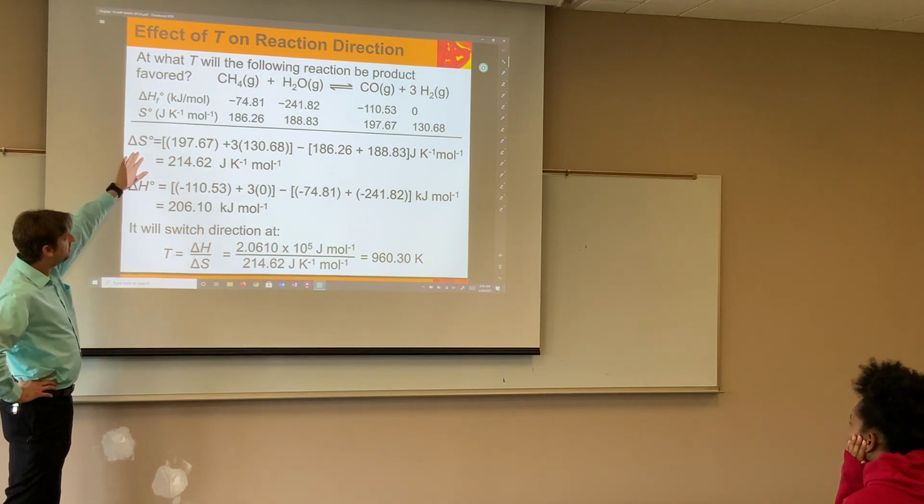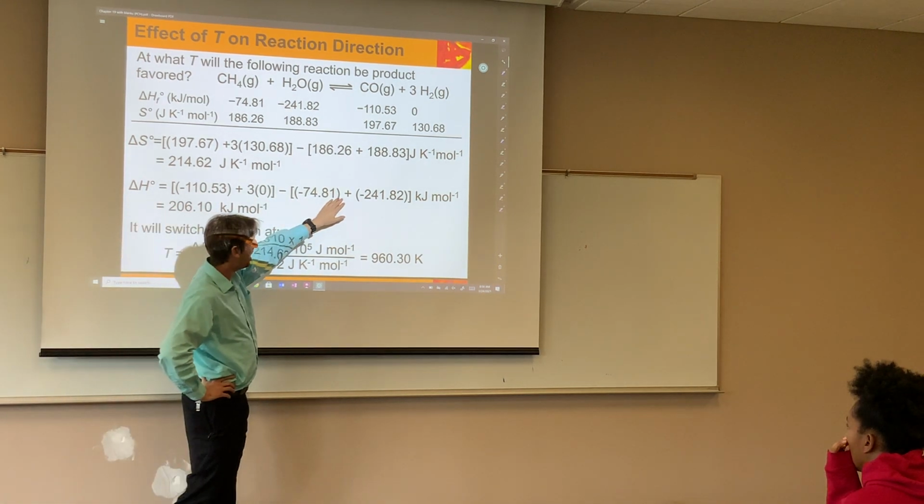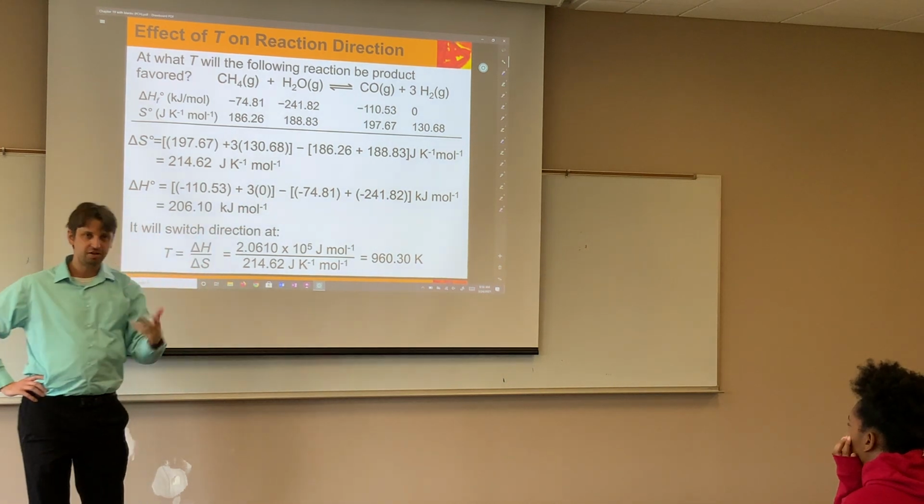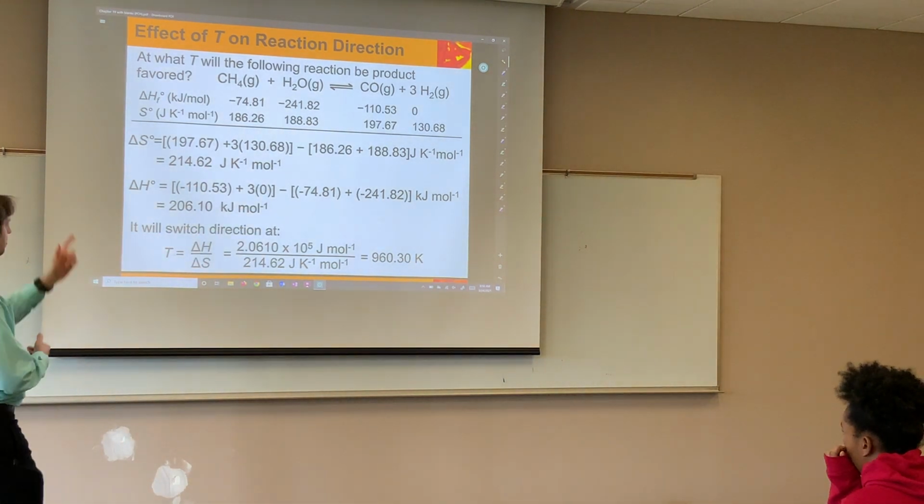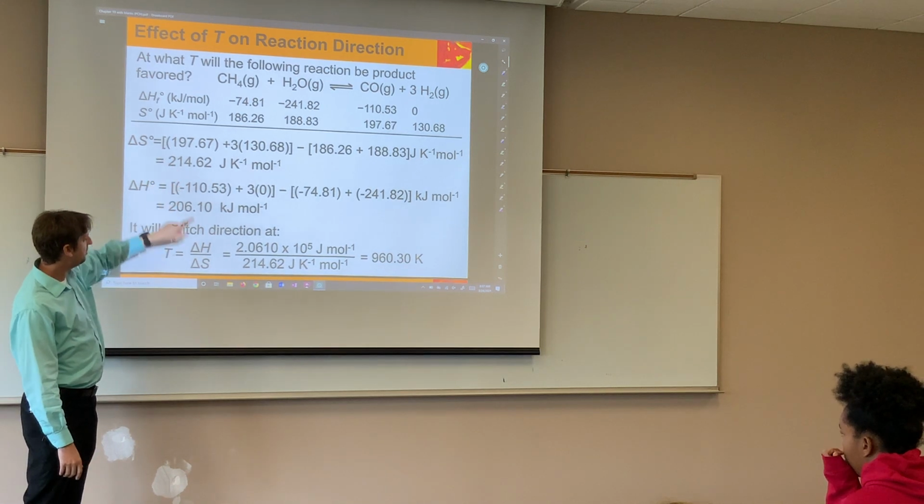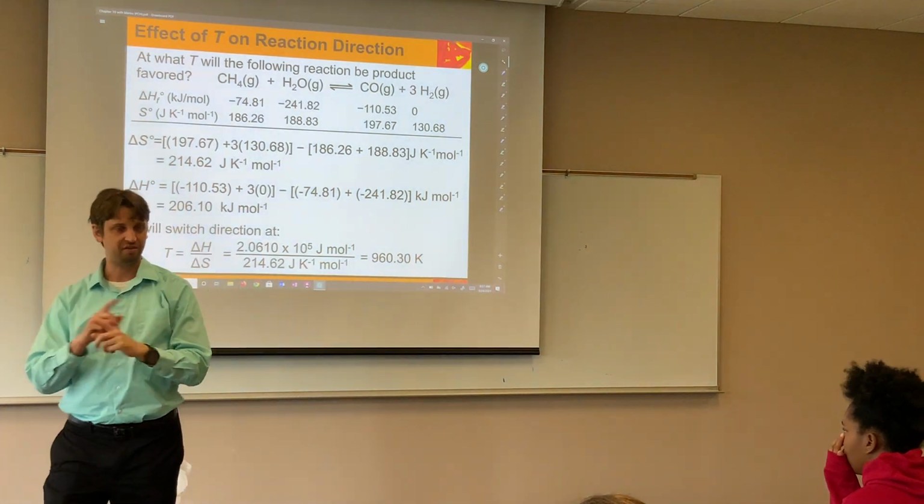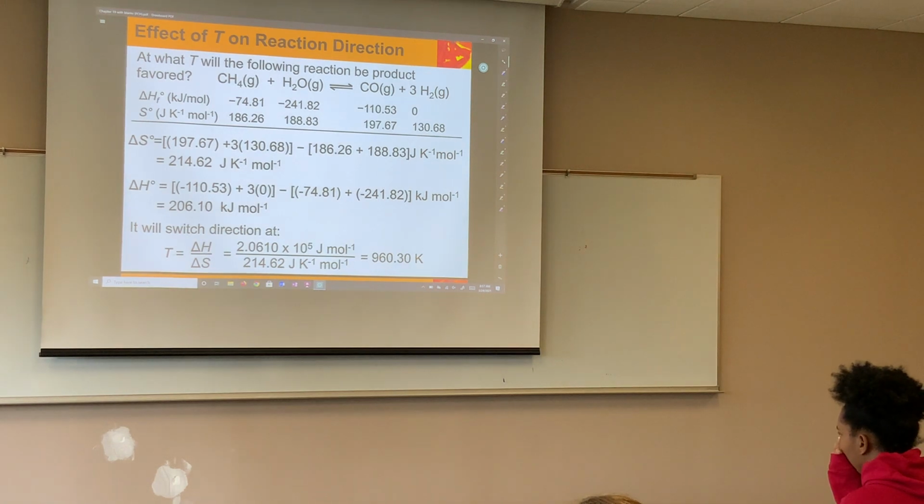So we can get our delta S value, our products minus our reactants. We have our delta H values, products minus reactants. Don't forget for delta H, the delta H of formation for something in its elemental form, which is H2, is equal to 0. We have our two values, delta H over delta S is equal to this. So here's our temperature where delta G will change signs. Okay? Where it'll go from product favored to reactant favored. Lots of numbers, huh? Okay.